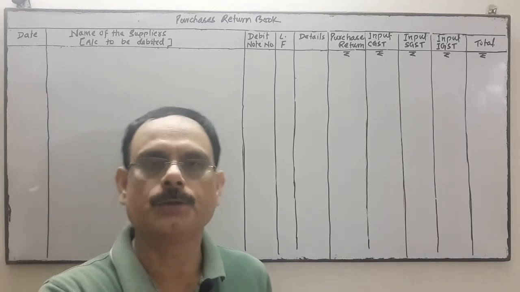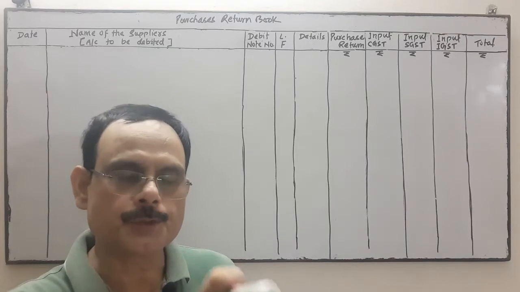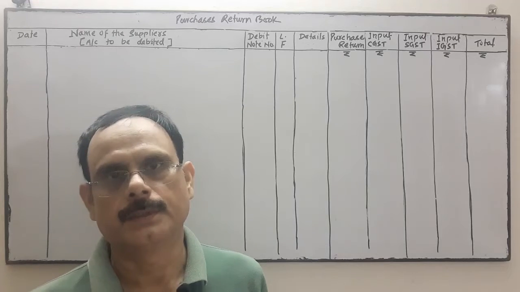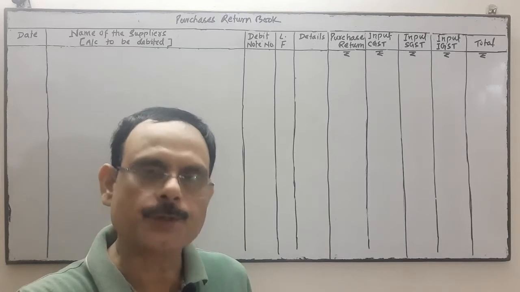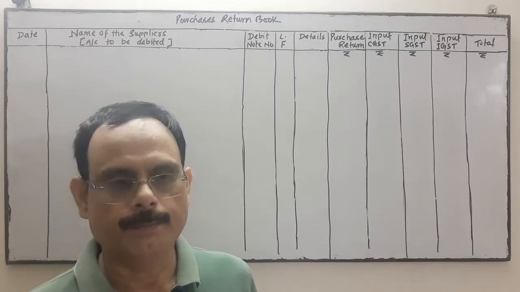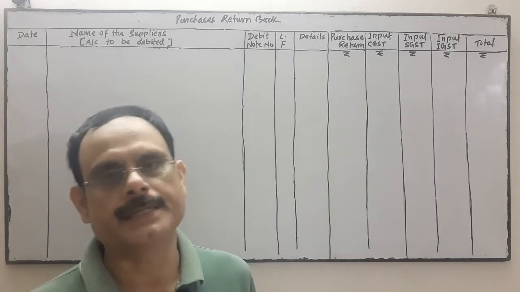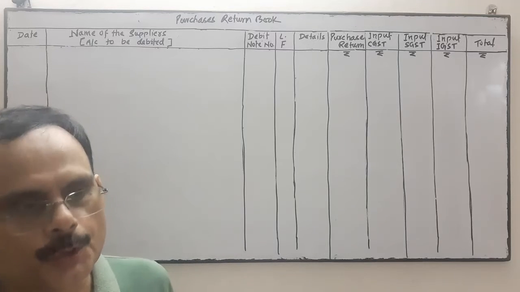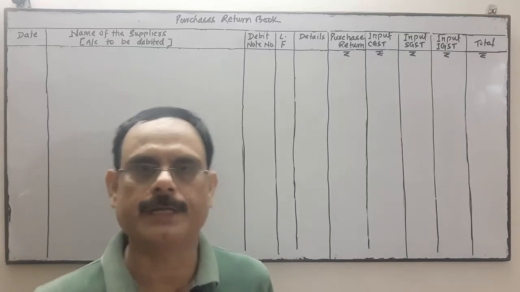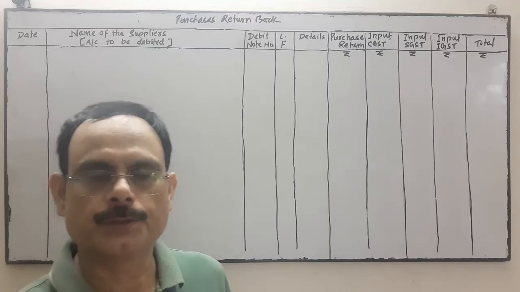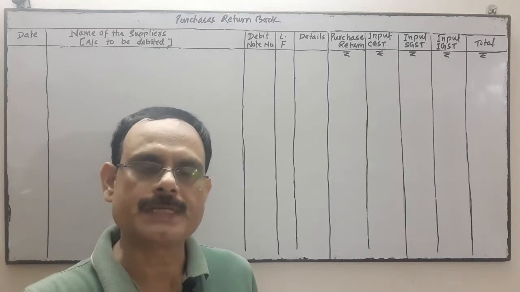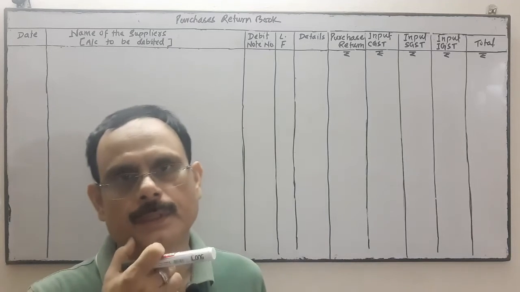When we return the goods, you know that we issue the debit note to the supplier, mentioning that your account is now debited in my books of account. When we return the goods, with the goods we send the debit note.